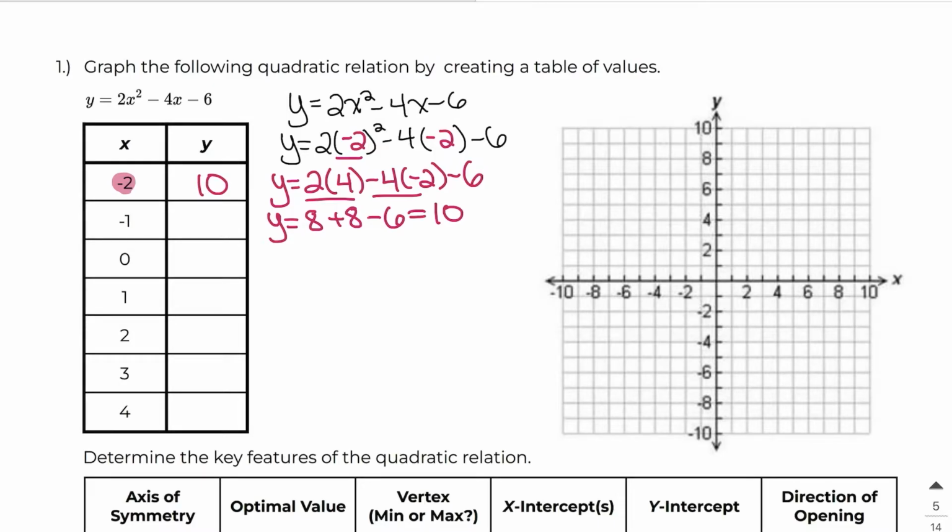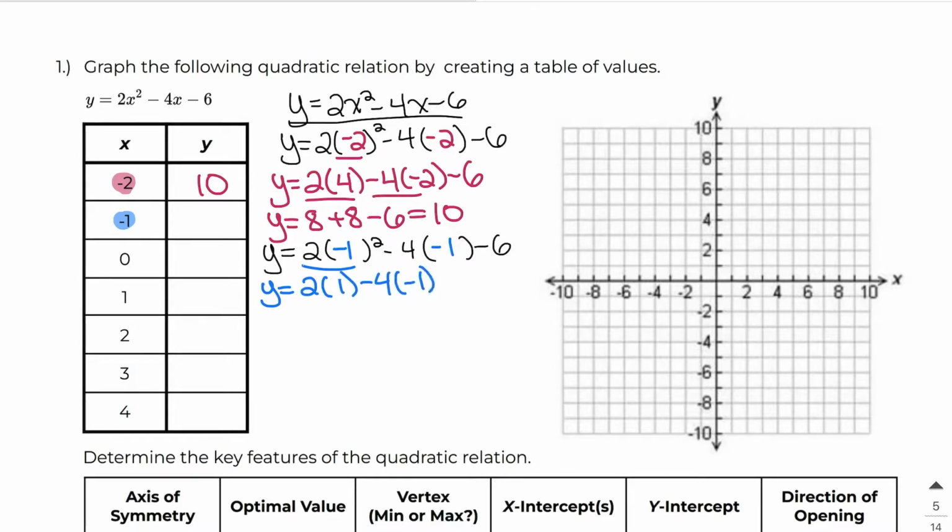Let's do another one. So here I would do y equals 2 times something squared minus 4 times something minus 6. I'm just using this right here. But instead of x, I'm going to replace that x right here with the next number, which is negative 1. So say 2 times negative 1 squared minus 4 times negative 1. So here I end up getting negative 1 squared is positive 1. I'll copy the rest down. And then 2 times 1 is 2. Negative 4 times negative 1 is positive 4, and then minus 6. 2 plus 4 is 6, minus 6 is 0.